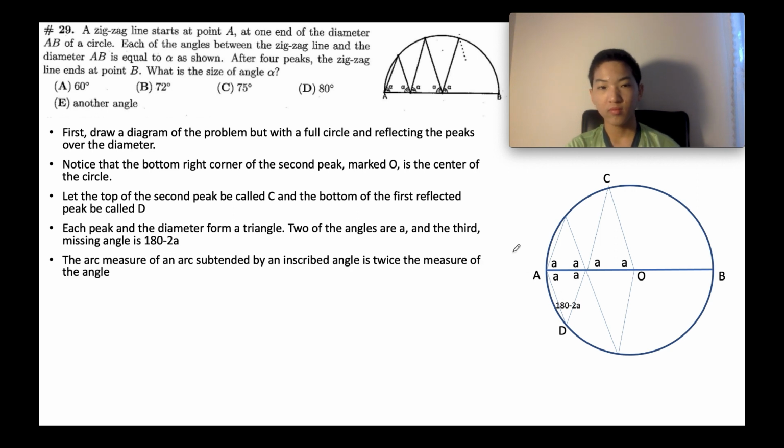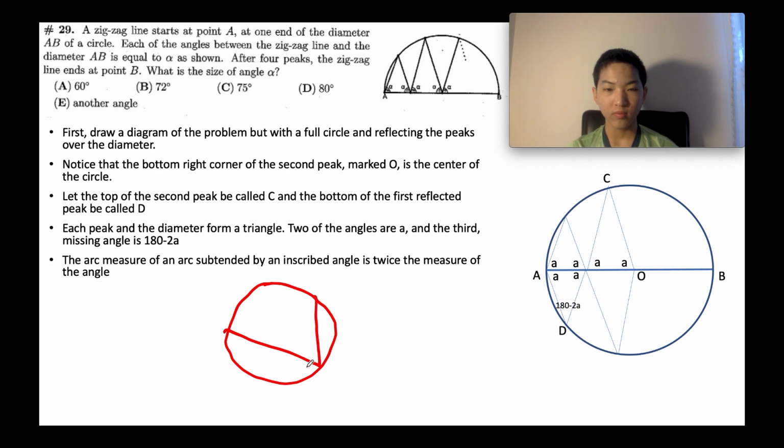This is a geometry theorem: the arc measure of an arc subtended by an inscribed angle is twice the measure of the angle. So just to make sure the wording isn't too confusing, it's this theorem. This is an inscribed angle. So let's say this angle is 60 degrees. That means that the arc measure is 120 degrees.